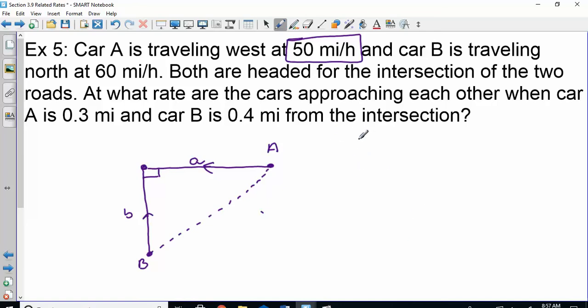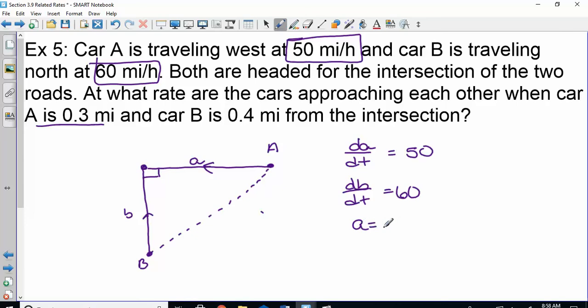How do we write those? And since it's the velocity of car A and this is side A, let's call that dA dt. So the speed of car A is 50. Car B is traveling 60 miles per hour. So what would I call that? dB dt equals 60. Okay, the other numbers. Car A is 0.3 miles from the intersection. So what's that? A. Car B is 0.4 miles, so that is B.